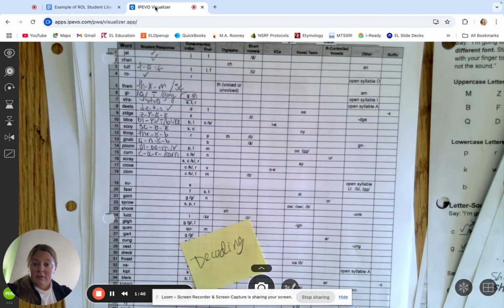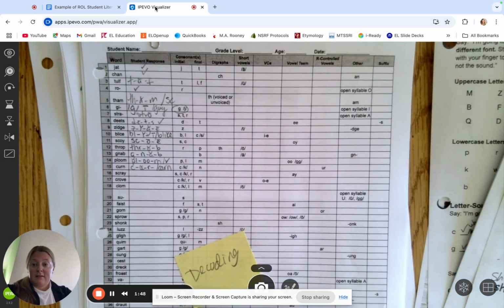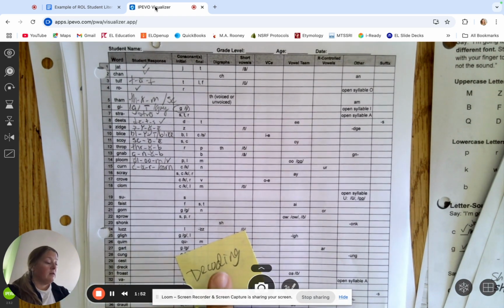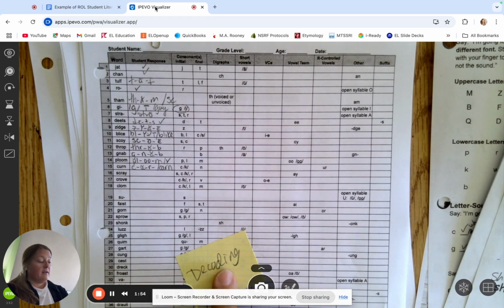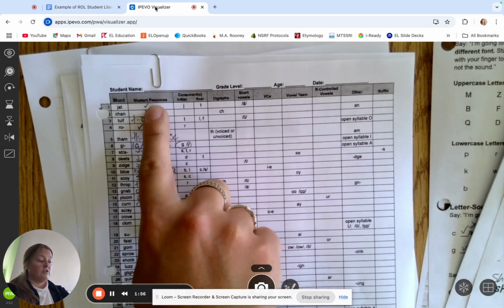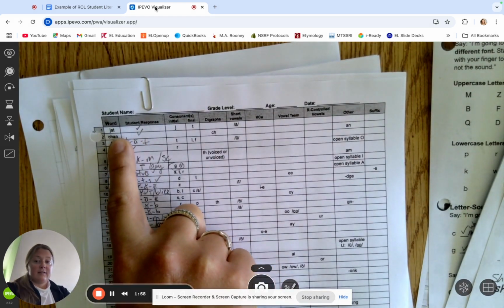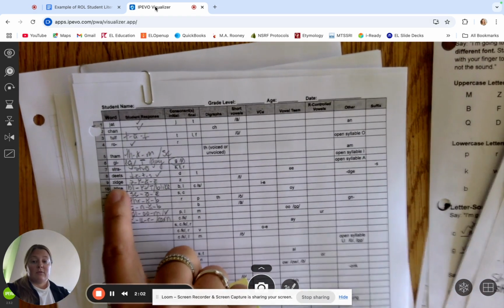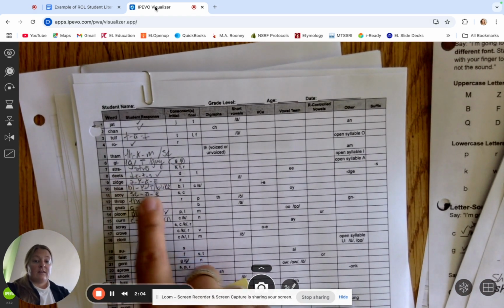Then I want to see if the student can decode. The best way to tell is by giving them nonsense words. This is a screener that you can find on Root Literacy Design's website. It's all jumbled, so you'll see there are digraphs, short vowels, vowel teams, and spelling rules like DGE. There's all kinds of stuff going on here.